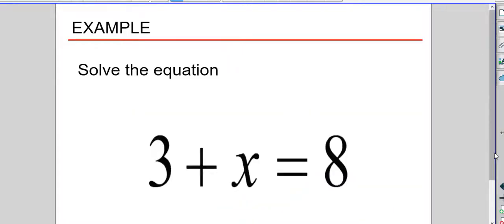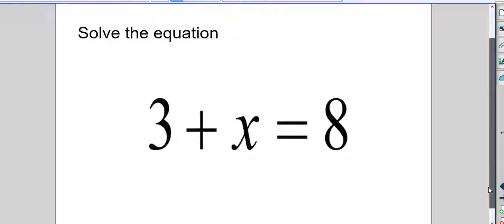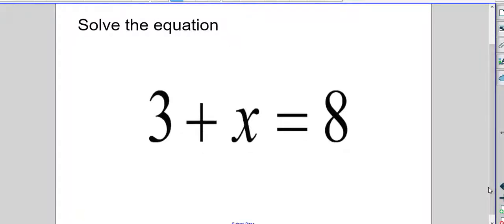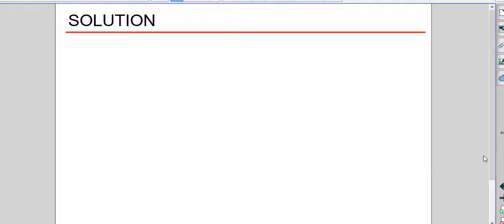So let's take a look at this first one here. It says solve the equation 3 plus x equals 8. Again, this is pretty simple. You might already know the answer just by looking at it. This is one of those elementary school ones where it's like 3 plus some number equals 8. Well, what does that number have to equal? So in order for us to figure that out, I'm just going to rewrite the equation here. We're going to use opposite operations.